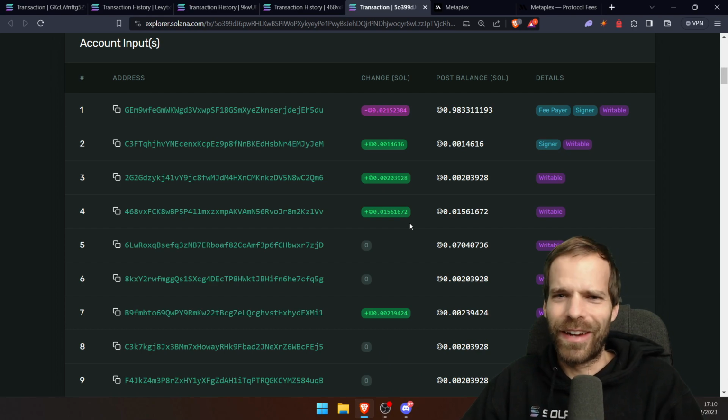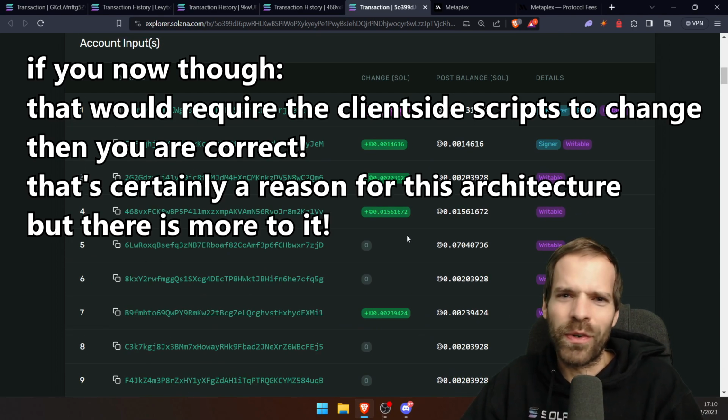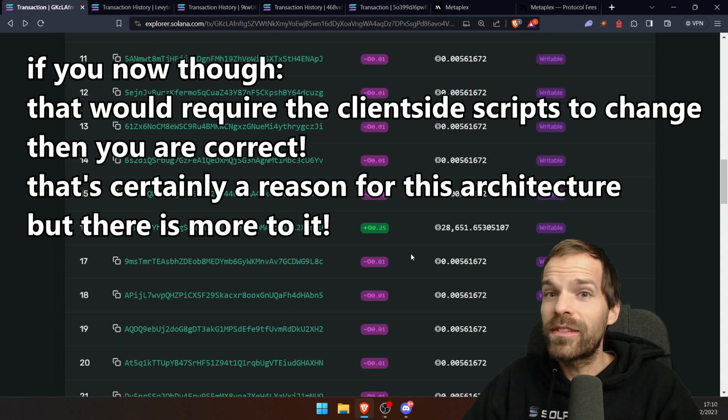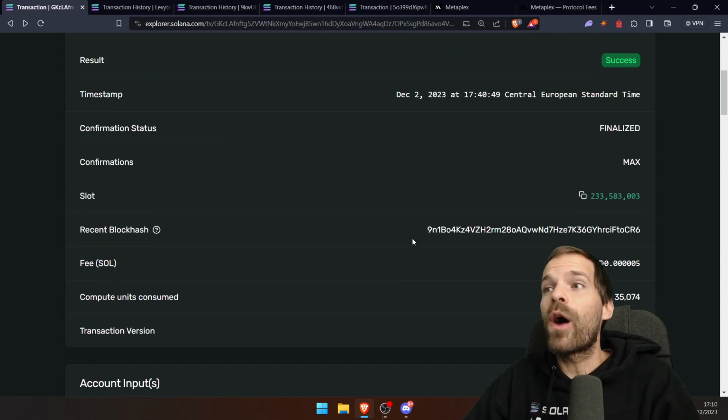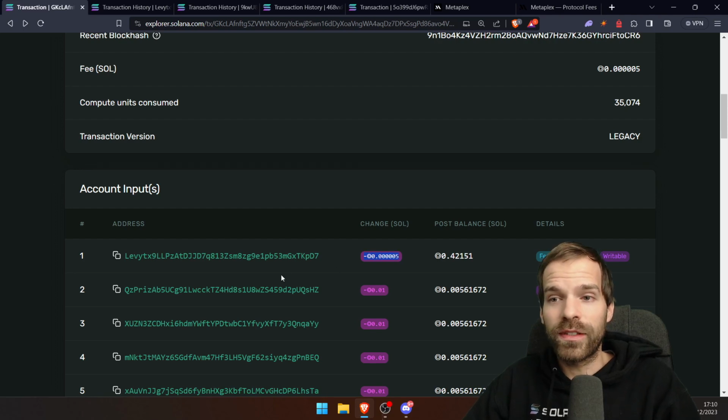Doesn't really matter, right? Metaplex. So we could afford to put another account here. This is not the reason why they do it like that. So what is the reason? Because the downside is they now have to manually create those transactions.